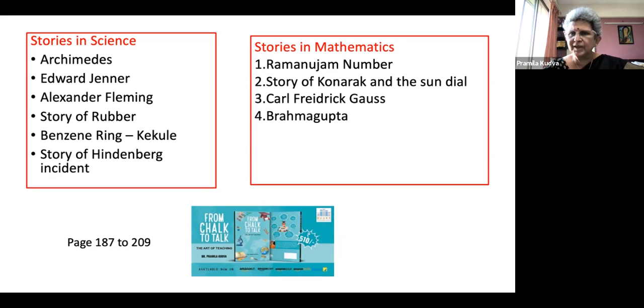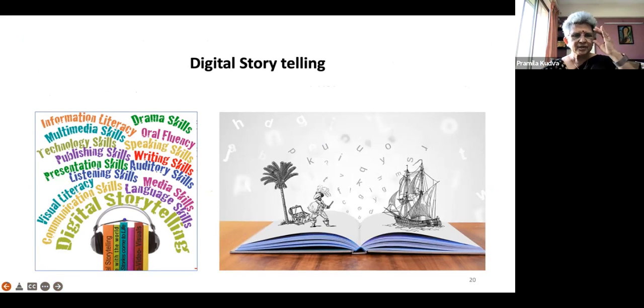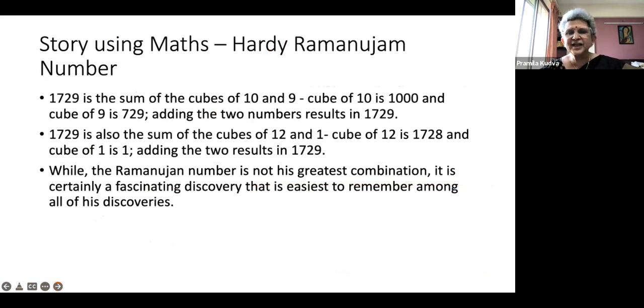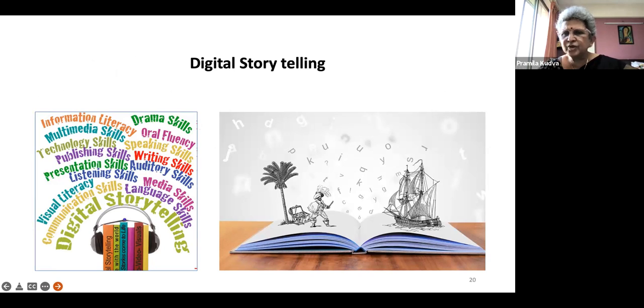Stories in mathematics can be Ramanujam number, story of Konark and the sundial, Carl Friedrich Gauss, Brahmagupta. There are many more stories you can think of. 1729. Look at this, the beauty of this. It's nothing great, but it's of interest. 1729 is the sum of the cubes of 10 and 9. Cube of 10 is 1000. Cube of 9 is 729. Result, 1729. It is also the sum of cubes of 12 and 1. Cube of 12, 1728. Cube of 1, 1. 1729.